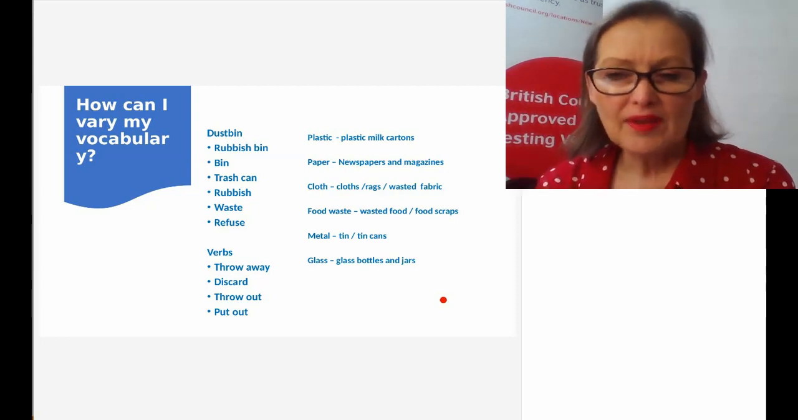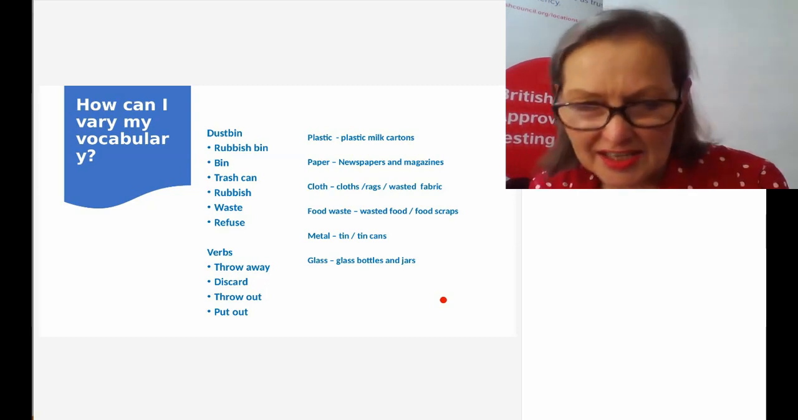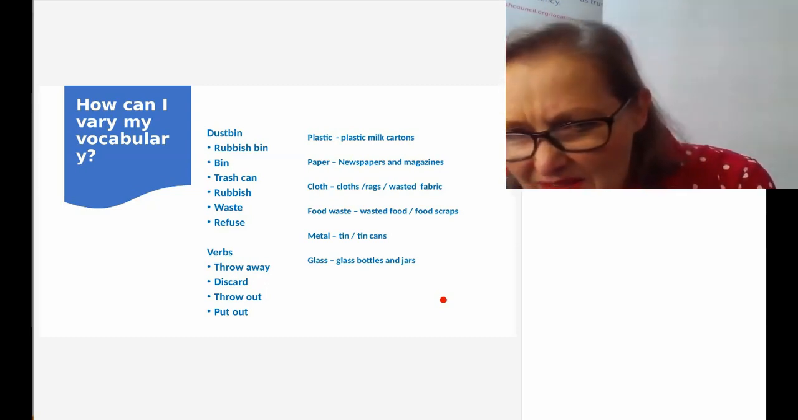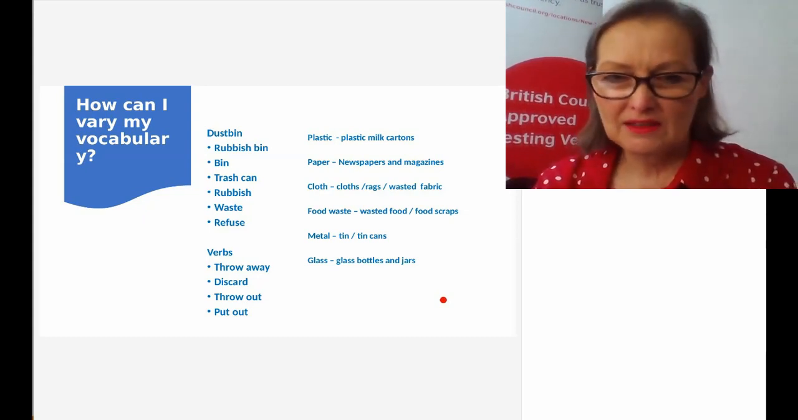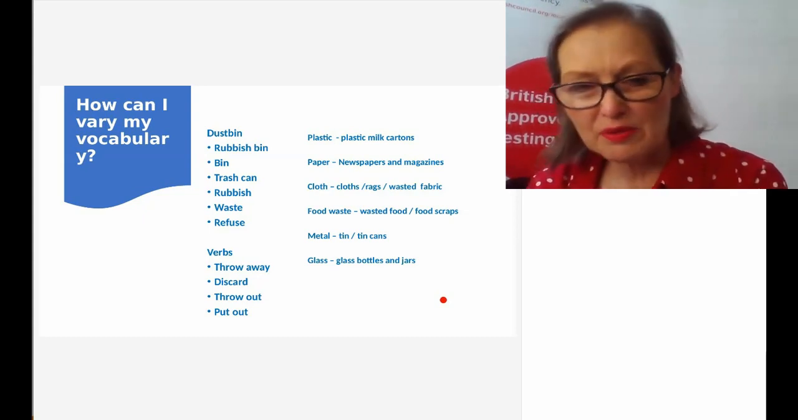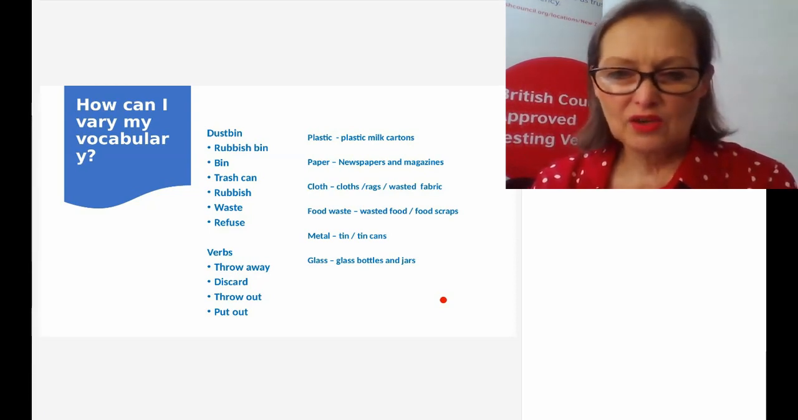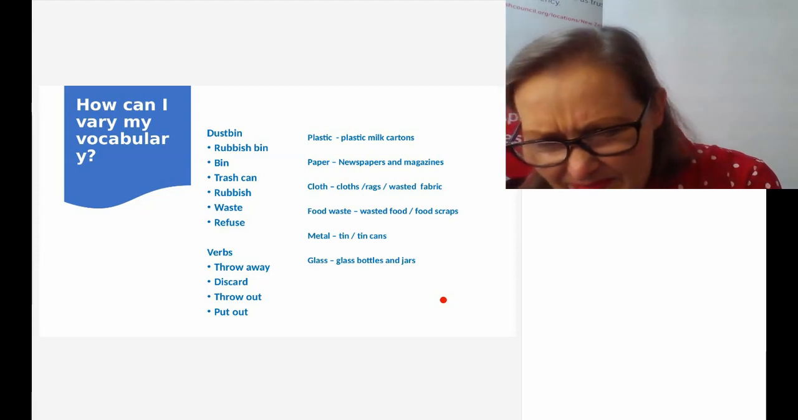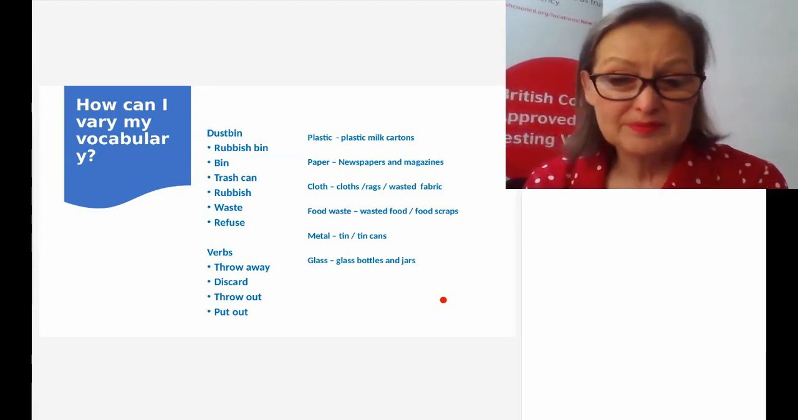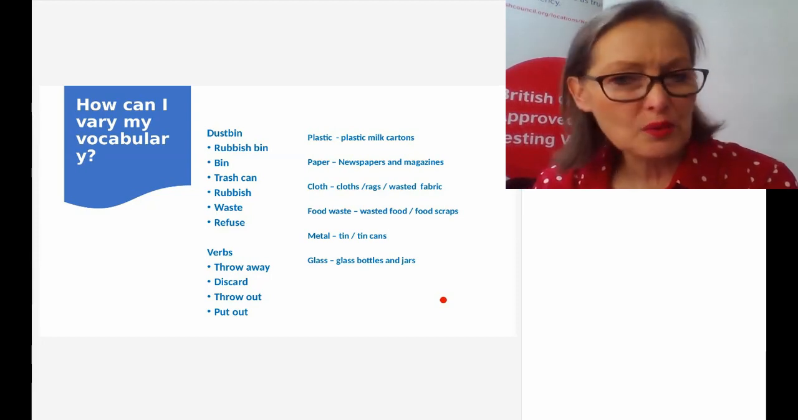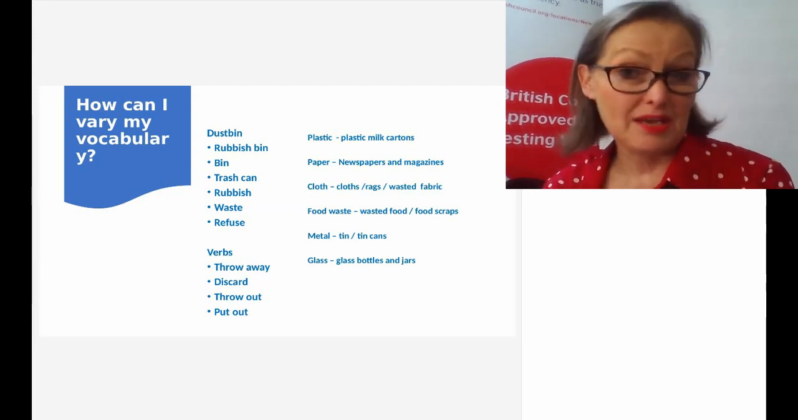And have a look at how I've taken a little bit of liberty here to extend my word plastic. You could talk about plastic milk cartons, for example. If we're talking about paper, we could talk about newspapers and magazines. Or we could talk about food waste, which would be food scraps or wasted food. So we can find ways to just tweak this language a little bit so that we're not just talking about paper, paper, paper.